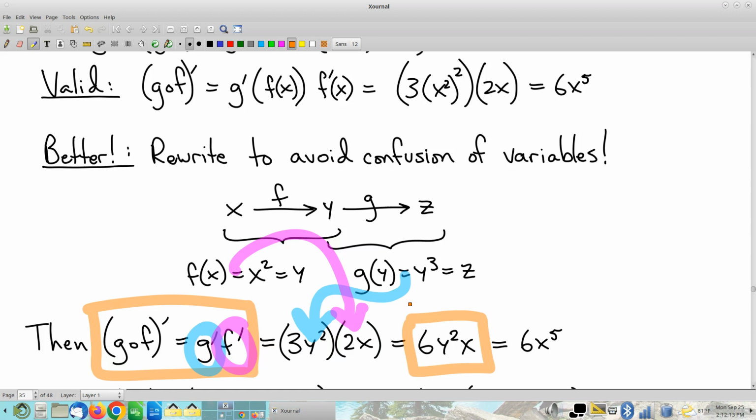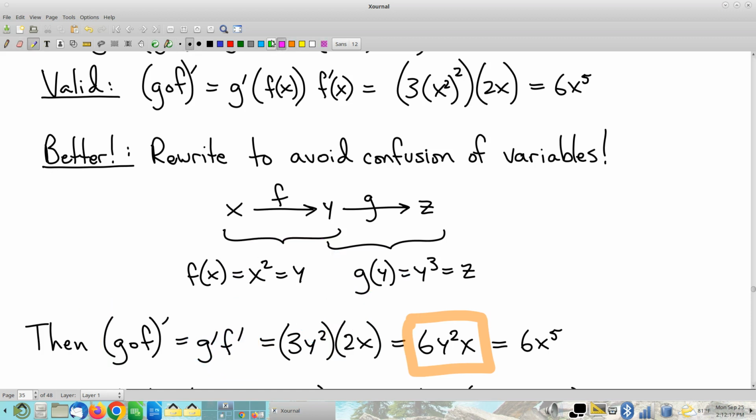Okay. I can't quite stop there, because after all, the composition that I'm interested in is a function of x. Its derivative should be written, therefore, as a function of x. So I need to figure out how to rewrite my answer in orange. I've got to figure out how to rewrite that only in terms of x. So I need to plug in for what y is.